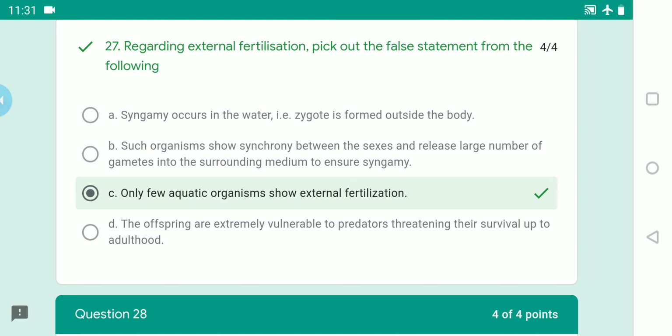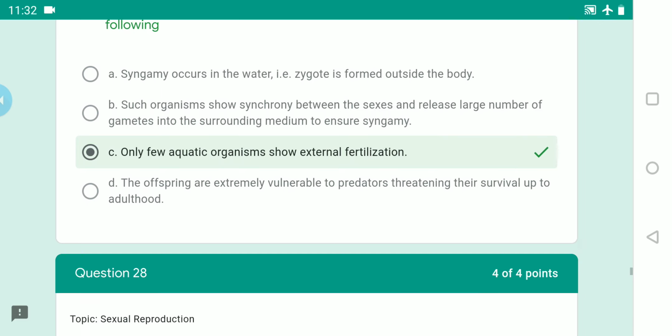Option C, only few aquatic organisms show external fertilization. No, almost all, the maximum aquatic organisms show external fertilization. The remaining are all correct only, isn't it? The syngamy occurs in the water. Yes, the zygote is formed outside the body. Such organisms show synchrony. At a time they will become mature. Then the offspring are extremely vulnerable to predators, because a number of them can be fed upon by other aquatic organisms also.